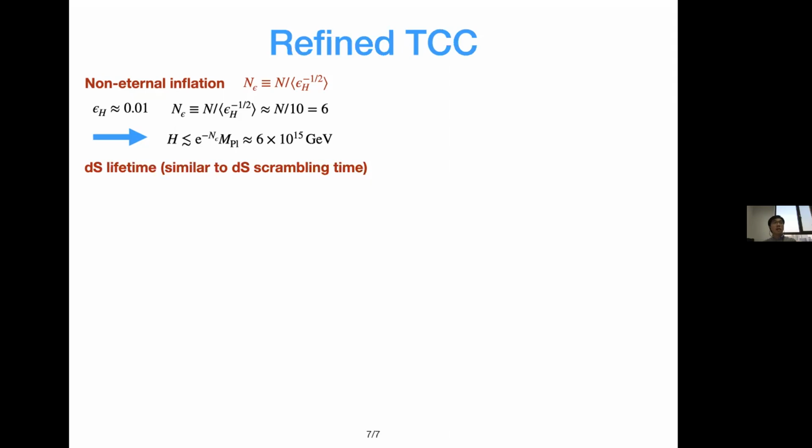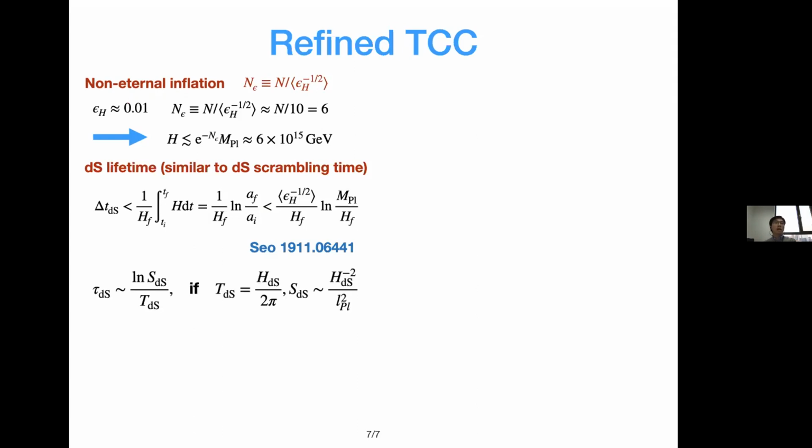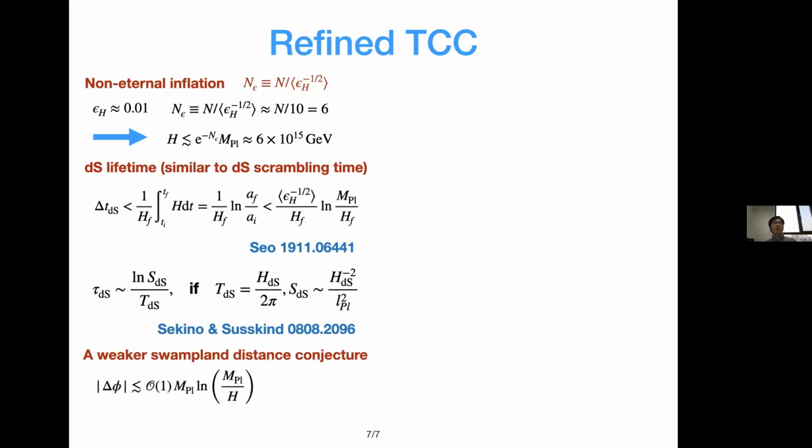And the lifetime of a dS vacuum should be bounded by the Hubble time up to a slow-roll parameter with additional logarithmic correction. This is also derived in this paper. And the same logarithmic correction is also shown in the dS scrambling time in this paper. And furthermore, the distance conjecture seems to be weakened with the same logarithmic correction. And this is also derived in this paper.